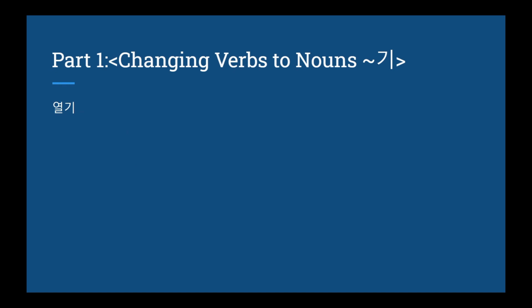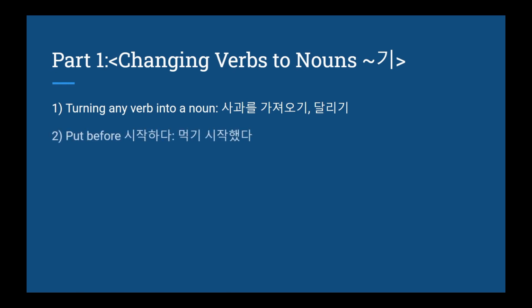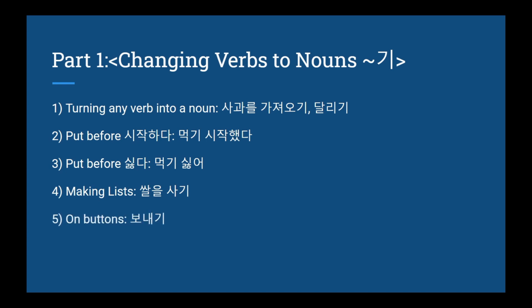So to sum up, there are 5 things we talked about where ki is used. So just any old noun, any old verb turned into a noun. So 달리기, running, the act of running. It's put before 시작하다, so 먹기 시작했다, I started to eat. It's also put before 싫다, so 먹기 싫어, I don't want to eat. For making lists, 쌀을 사기, make sure to buy rice. And on buttons, so the send button, 보내기, from 보내다.